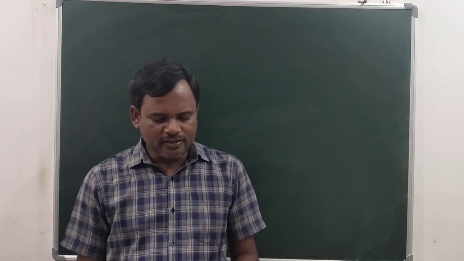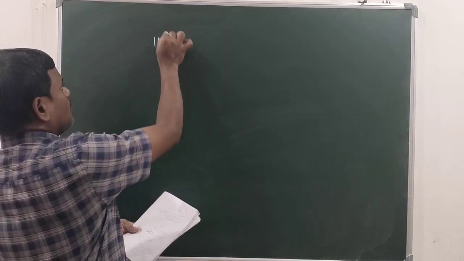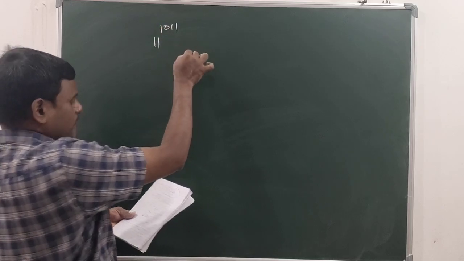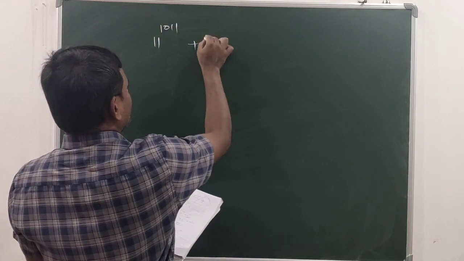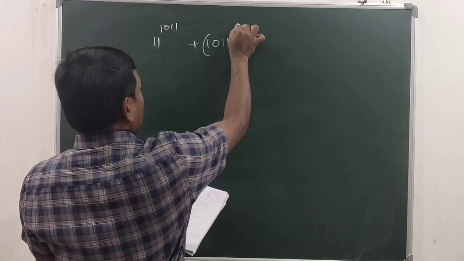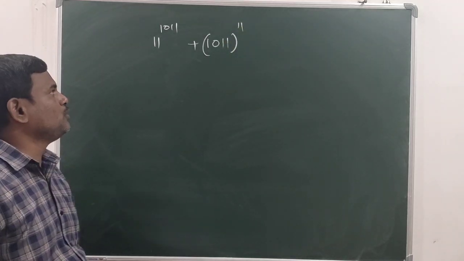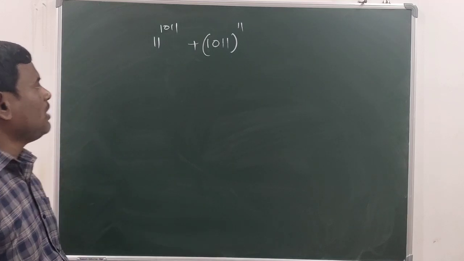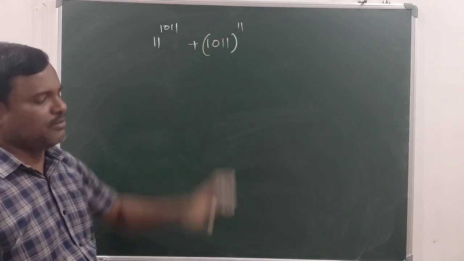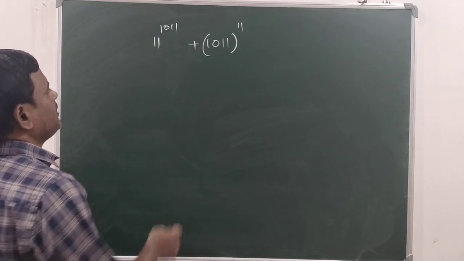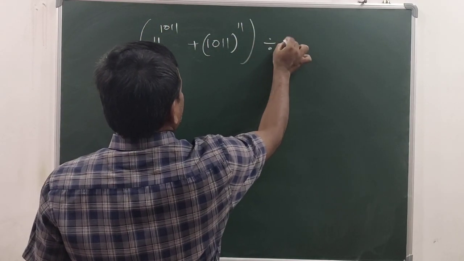What is the remainder when 11 power 1011 plus 1011 power 11 is divided by 9? Tell me students, how do you do this? What is the remainder when it is divided by 9?